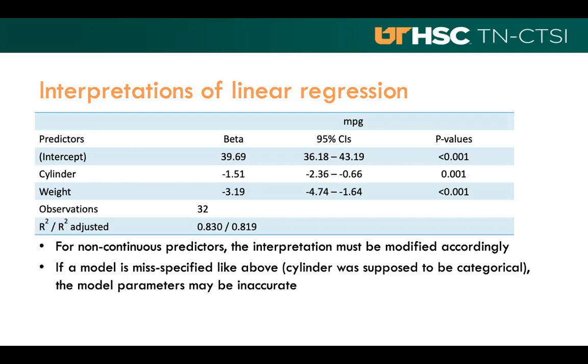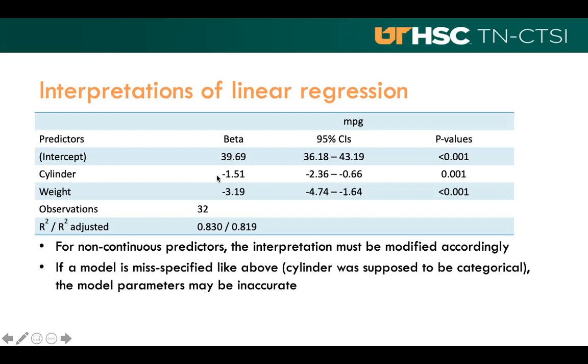And for example, in this case, the intercept is close to 40. And when the cylinder increases by 1 unit, we have a reduction in the miles per gallon by about 1.5.